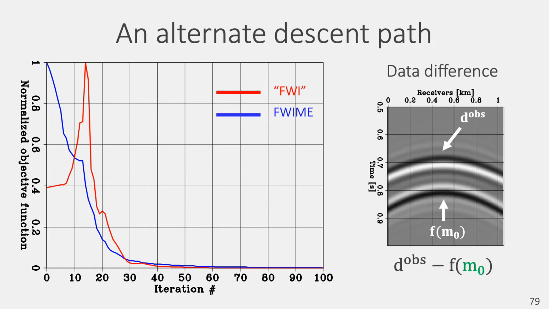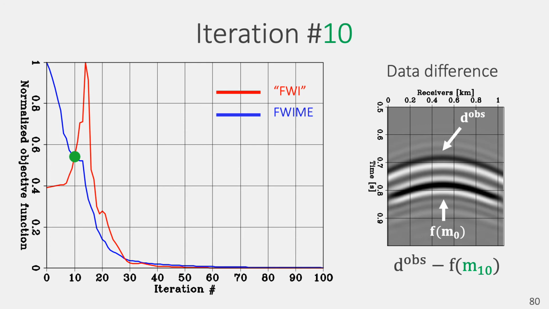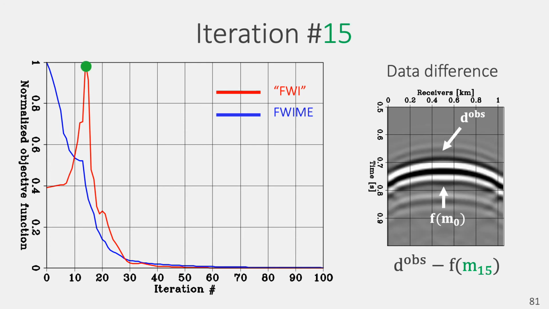And now we're going to travel along this red curve and try to see if we can make sense of its shape by observing again the difference between the observed and predicted data shown here on the right panel. Note that this panel is the same as the right panel shown in the previous sequence of slides. After 10 iterations, we can see that the prediction gets closer to the observed data. After 15 iterations, the two events begin to align. As they do so, they constructively interfere, resulting in an increase of the L2 norm of their difference.